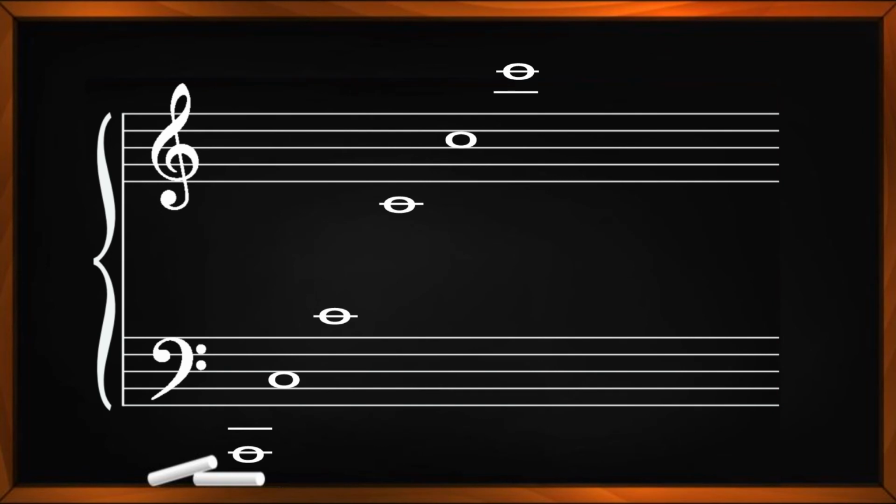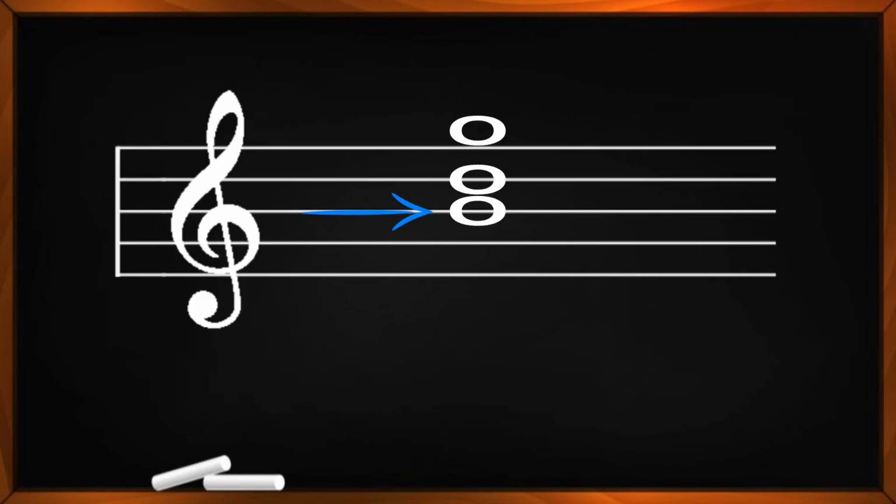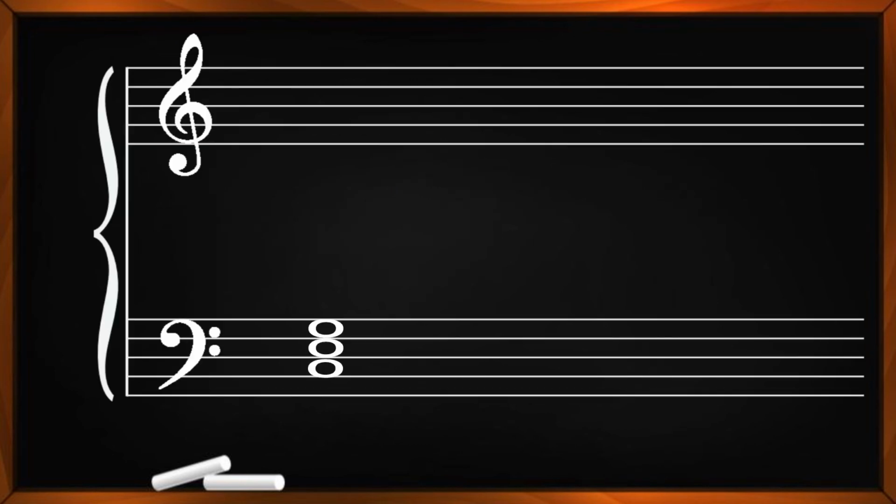Okay, let's review. Which landmark notes are these? C's. Do you remember these landmark notes? Right, they are all F notes. And these? These are our 4 G notes. Here is a chord. It starts on B, then skips up a third to D, then up a fourth to G. This chord is 2 thirds stacked on top of each other. C, E, G.